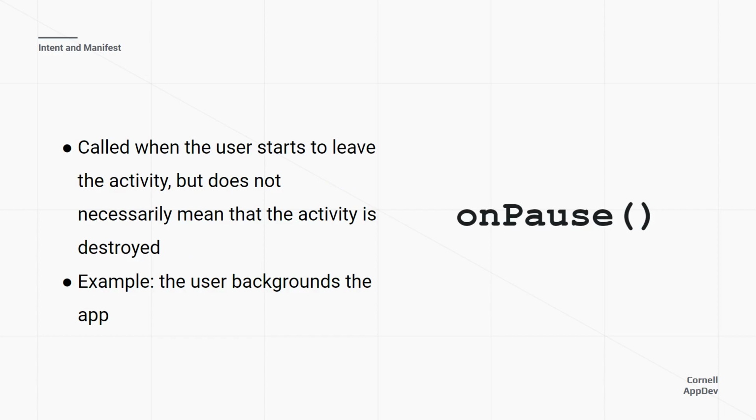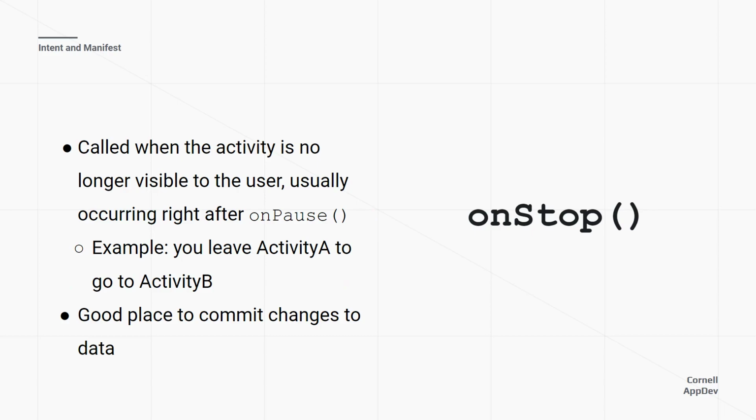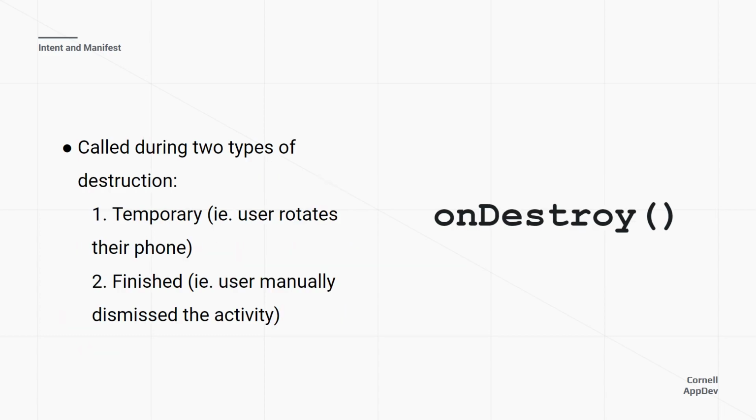There's also onPause. This is when you first leave, the very instant you leave the activity. So normally this is when you background the activity, and right after onPause, onStop is run. So normally here is where you'll commit a lot of changes to your data. So if you decide to change the edit text, or you maybe click a few buttons, you will save data inside onStop. And finally, we have onDestroy.